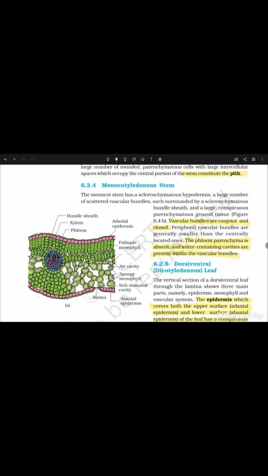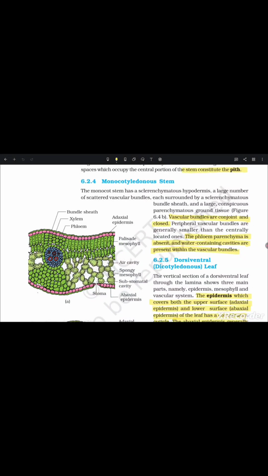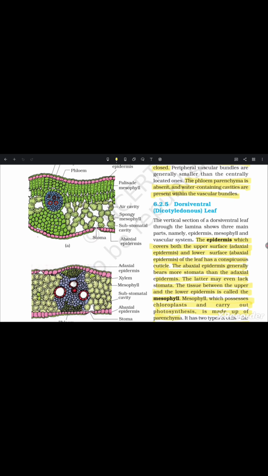Monocotyledonous stem. The monocot stem has a sclerenchymatous hypodermis, a large number of scattered vascular bundles, each surrounded by a sclerenchymatous bundle sheath, and a large conspicuous parenchymatous ground tissue. Vascular bundles are conjoint and closed. Peripheral vascular bundles are generally smaller than the centrally located ones. The phloem parenchyma is absent and water containing cavities are present within the vascular bundles.